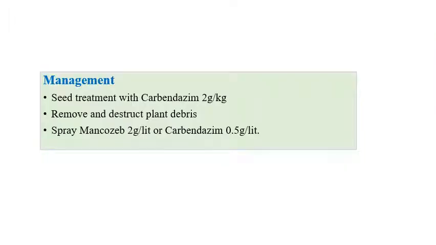Coming to the management aspects, seed treatment with carbendazim at the rate of 2 gram per kilogram can be recommended, along with removing and destroying plant debris, because this pathogen can survive in seeds as well as plant debris. So it's better to collect all the unwanted waste materials or plant debris and destroy it by burning or something else. Spraying mancozeb at the rate of 2 gram per liter of water or carbendazim at the rate of 0.5 gram per liter of water can be recommended.